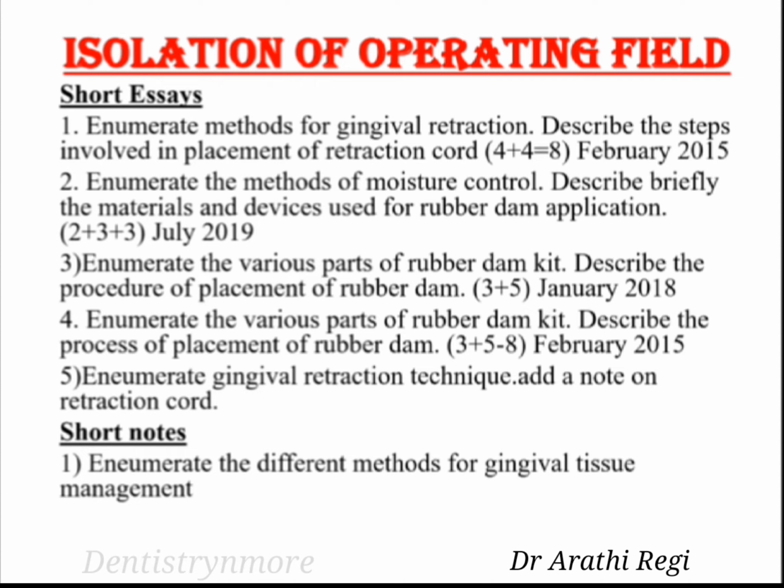Next we are moving to the next section, that is isolation of the operating field. The important questions that come from this chapter are: first, enumerate methods of gingival retraction and describe the steps involved in placement of a retraction cord; enumerate the methods of moisture control; describe briefly the materials and devices used for rubber dam application; enumerate various parts of the rubber dam kit; describe the procedure for placement of the rubber dam; and the same question repeats.